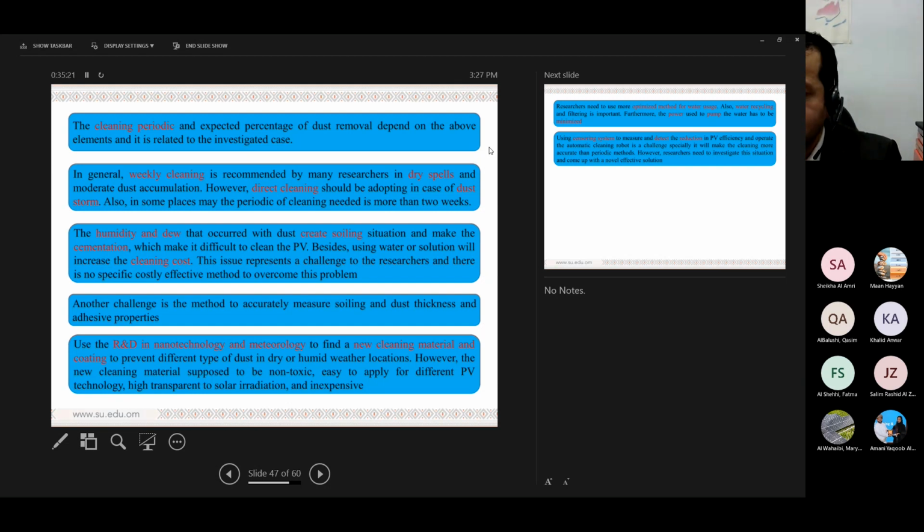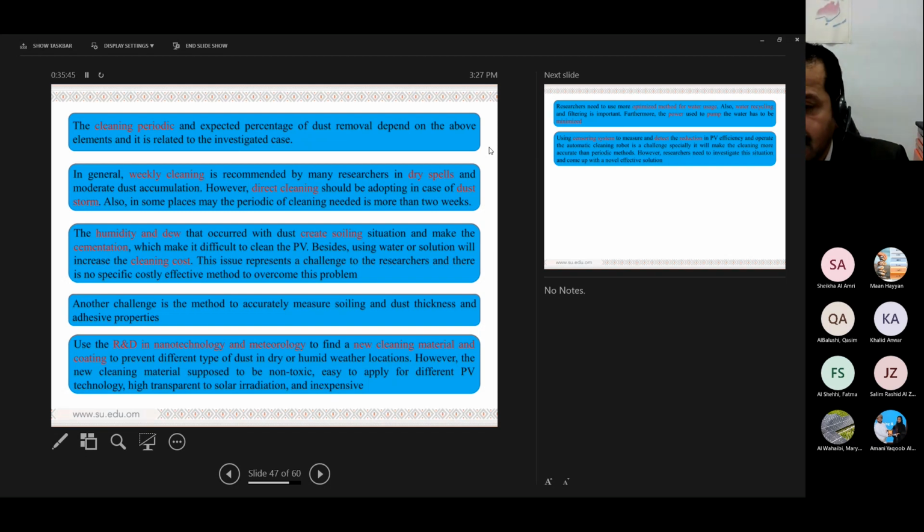If it is dry, the dust is different from when there is humidity. And by the way, in some places when it's humid, it's not advisable to go for cleaning. They are supposed to wait until it gets warm and becomes dry, and then they can do the cleaning.